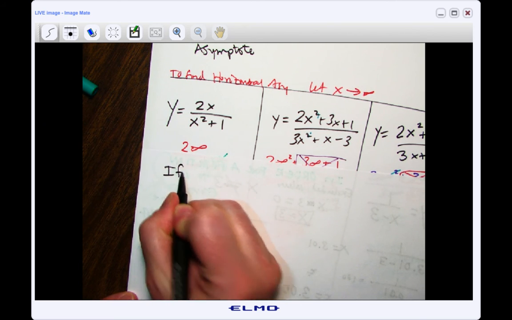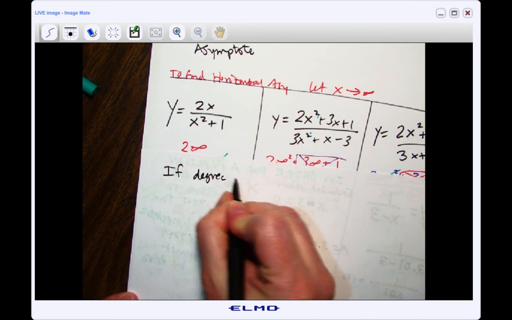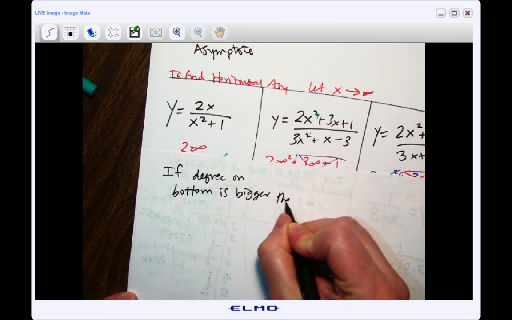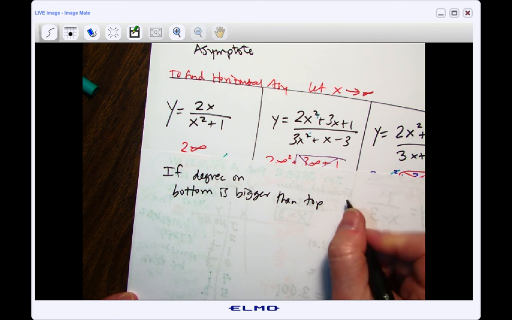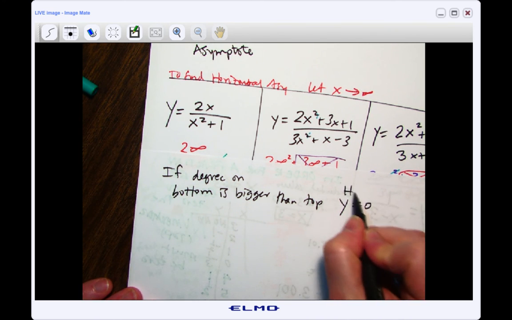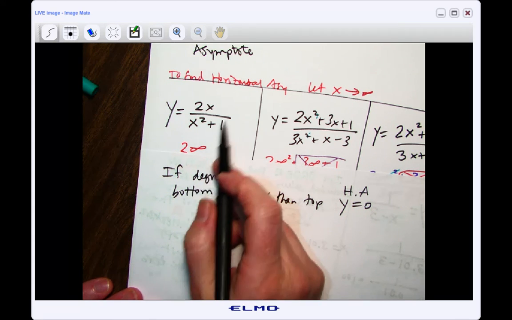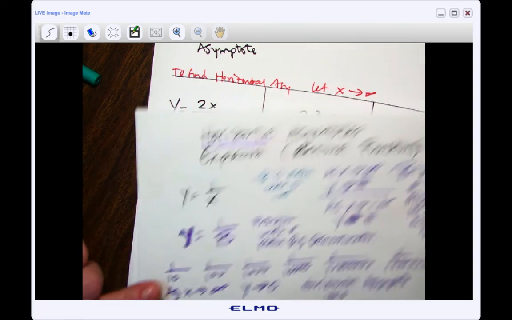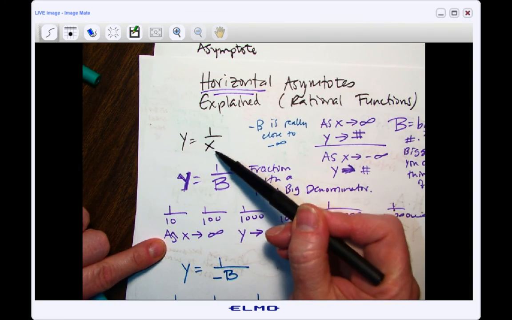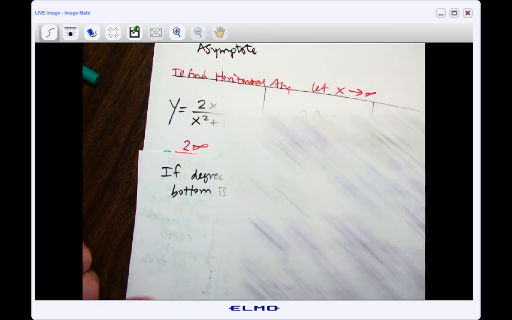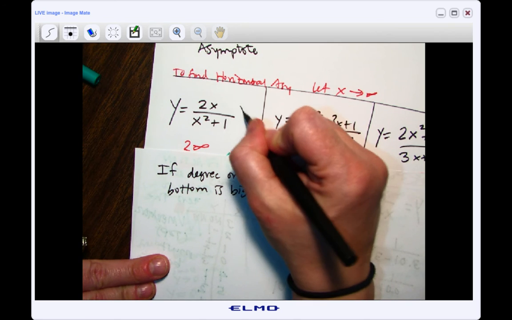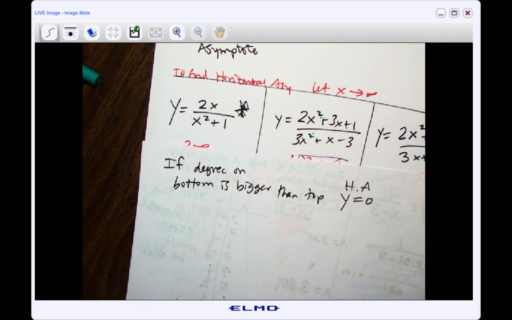so this first scenario, if you wanted to sum it up, if degree on bottom is bigger than top, your horizontal asymptote is going to be y is equal to 0. This fraction is going to get close to 0. See how the degree on the bottom is bigger than the degree on top? And that was true here. The degree on top of this one is 0, and the degree on the bottom is 1. And what do I mean by degree? I mean the size of the exponent. Okay? So if the degree is bigger on the bottom, then you're going to get y is equal to 0, because that fraction is going to have a value closer and closer to 0.